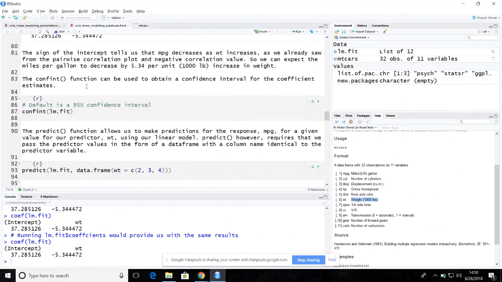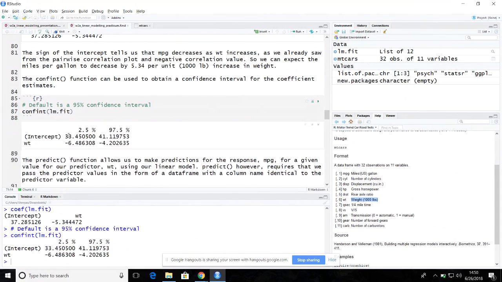Next, we can build confidence intervals. All you need to do is pass the model to the confint function, and this will construct a 95% confidence interval. So you have your lower bound and upper bound for both your intercept and slope. What this means is that if you take a large number of samples, in 95% of them, the intercept is going to lie between these two numbers.